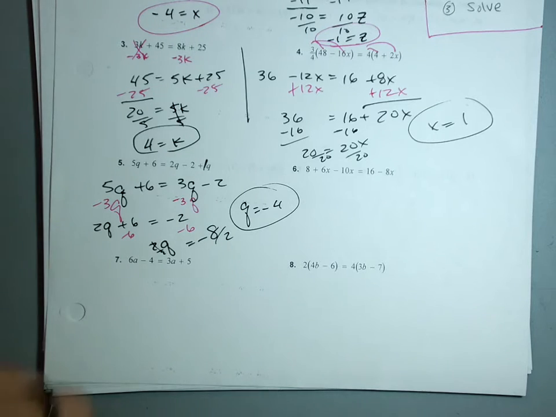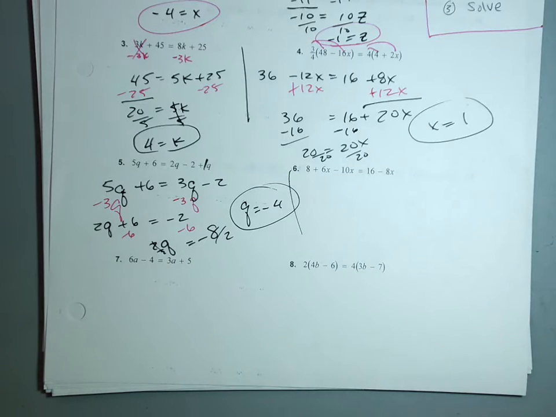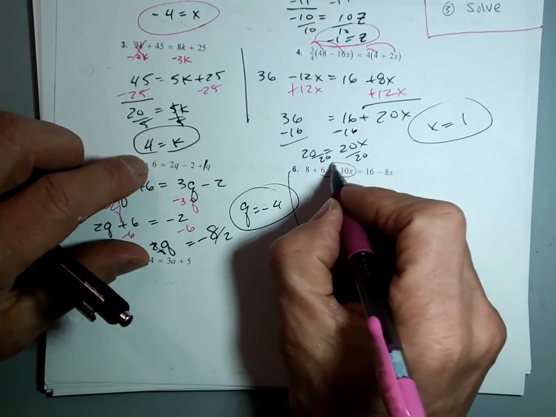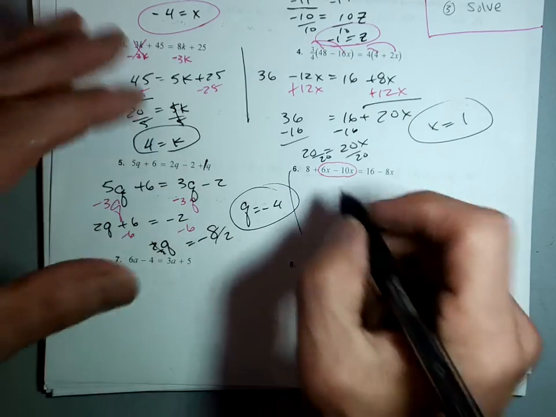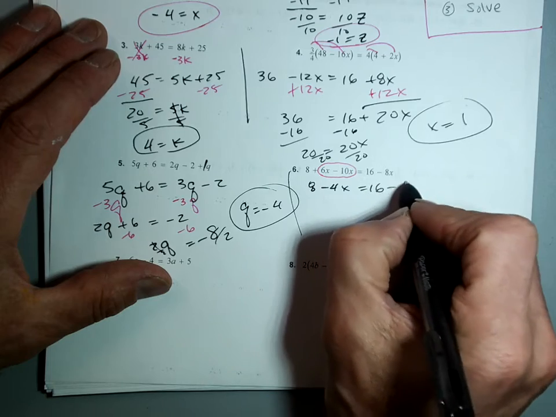All right. Number 6 needs to be tidied up. What are you going to tidy up? The x's. Yeah, these two. 6 minus 10 is negative 4x, right? So let's tidy it up. Let's put these together, make it a negative 4x, okay? So I'm going to go to an 8, and I'm going to actually combine these two. So I'm going to go 8 minus 4x equals 16 minus 8x, okay?